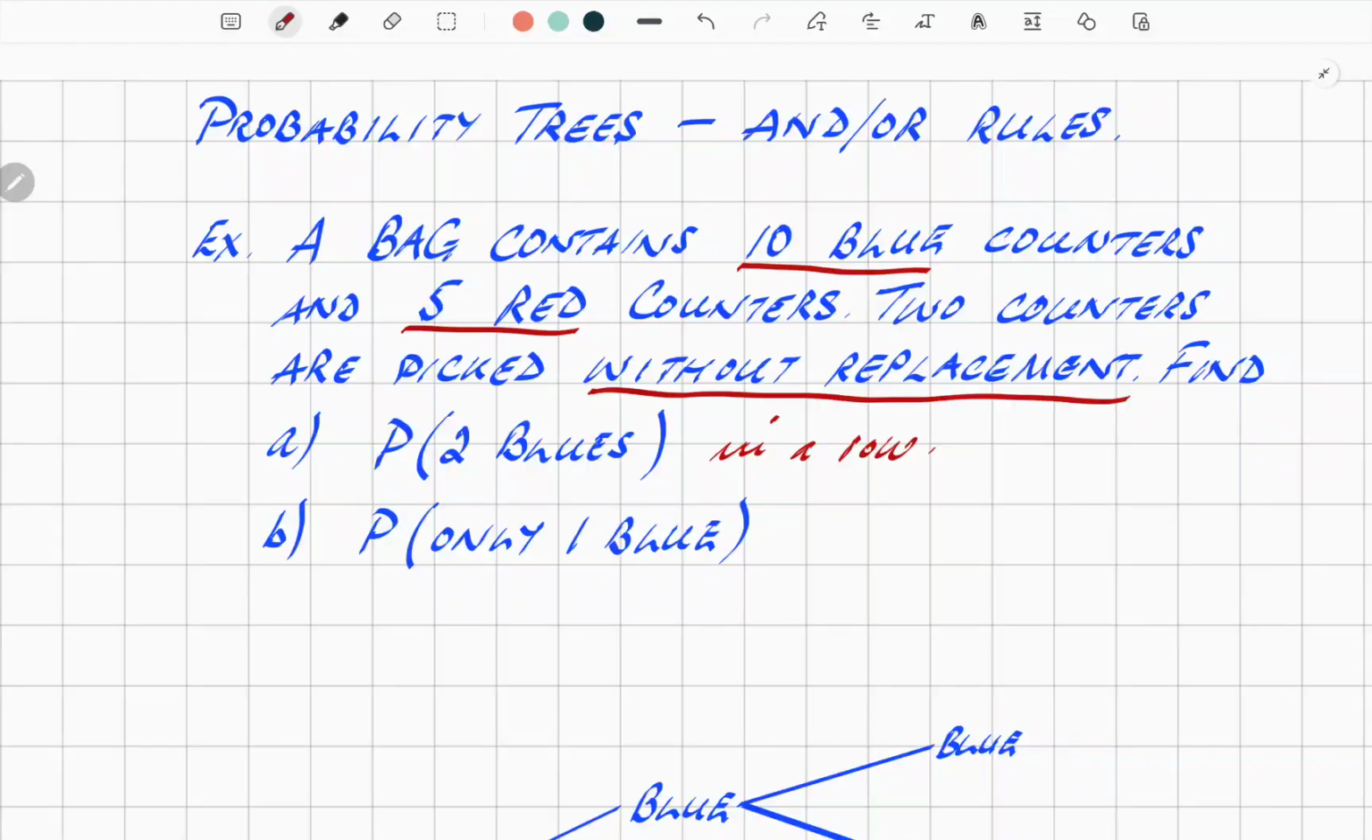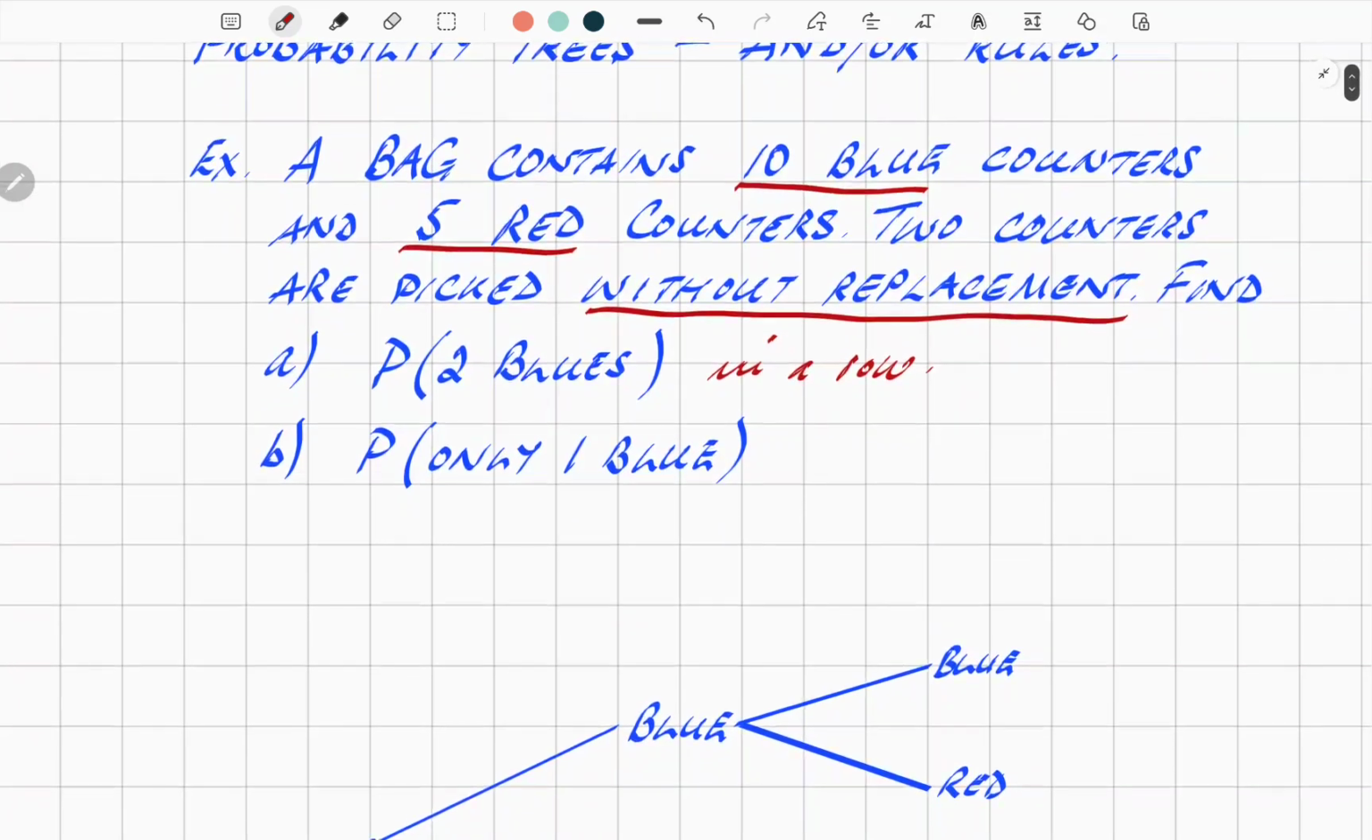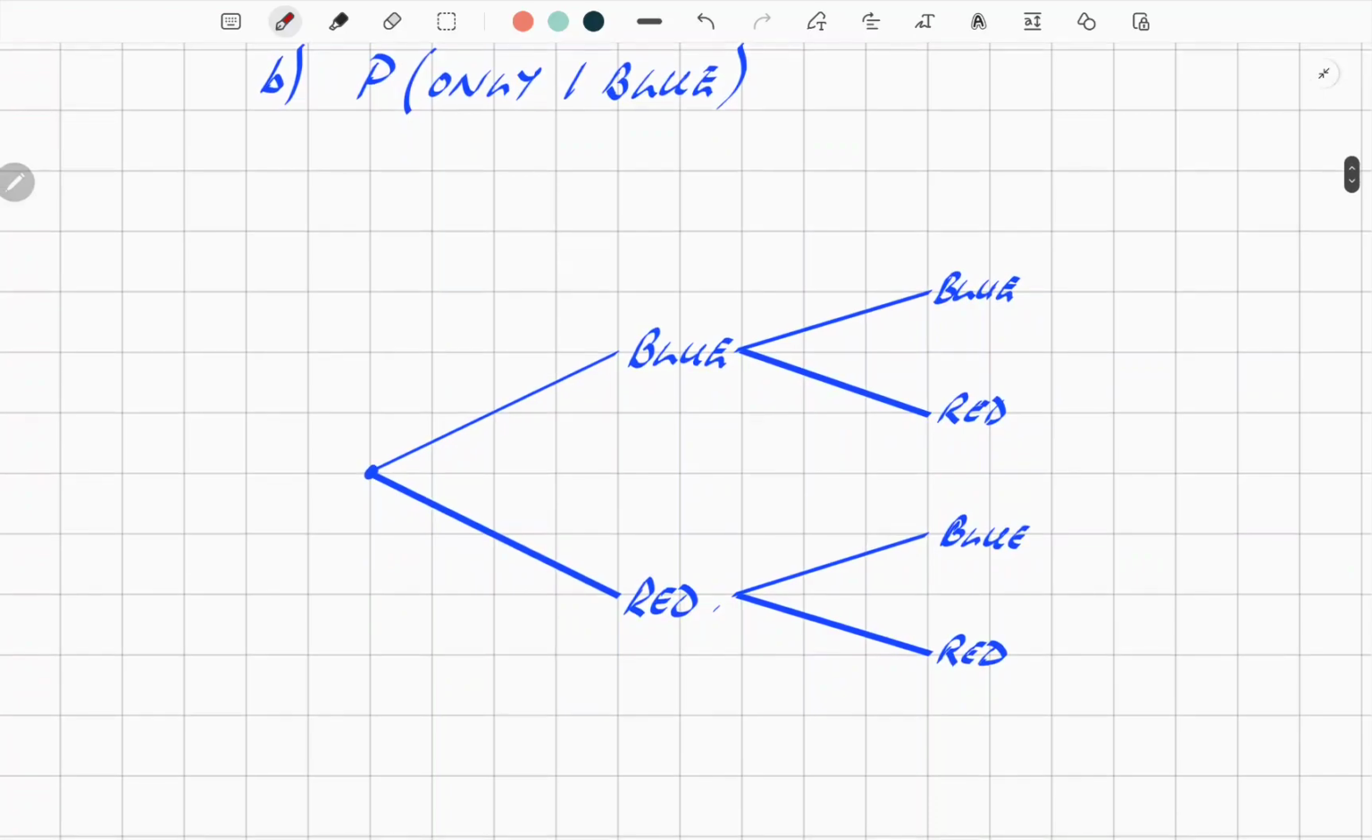So the first thing we need to do, given the 10 blue and 5 red counters, is do a probability tree diagram. The first split over here, that's your first pick. And then the second set of branches are your second pick. So first pick, second pick.